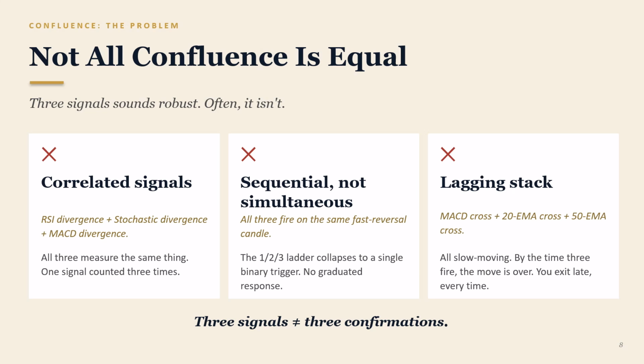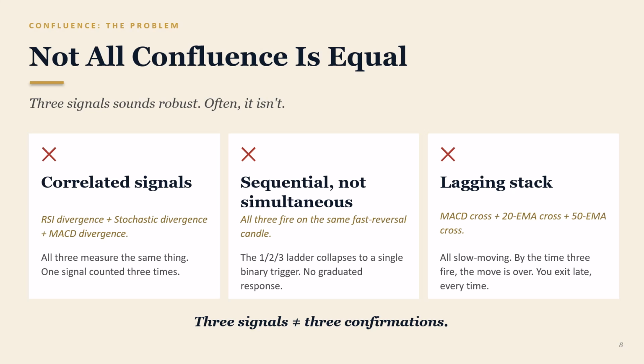We want something that's sequential, so likely to trigger one at a time, not all together on the same fast reversal candle. Now, in some situations, this is okay, but through this, there's no graduated response. If your settings are too tight in an attempt to make sure that they don't lag much, there is a danger that your 1, 2, 3 ladder collapses to a single binary trigger. Hence, it's no different to a first signal and out approach.